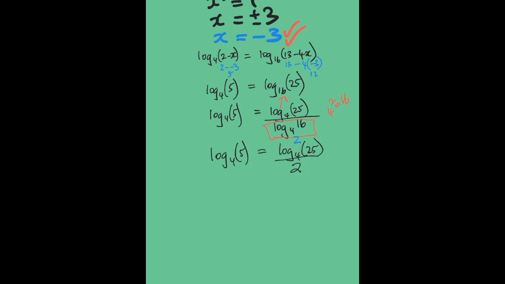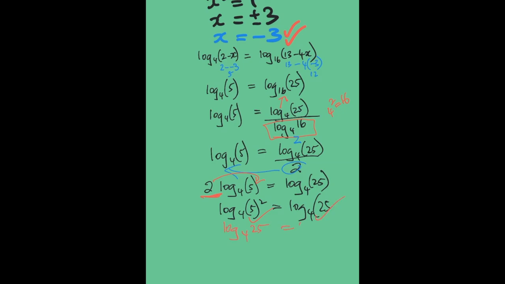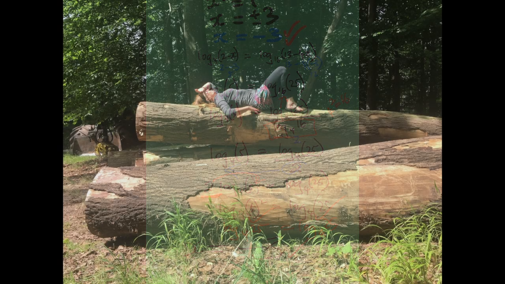And again, I can cross multiply that. And now I can use the power law to put this as squared. So now I've ended up with log base 4 of 5 squared is equal to log base 4 of 25. And that is the same. Log base 4 of 25 is equal to log base 4 of 25. So you can see x is definitely -3.